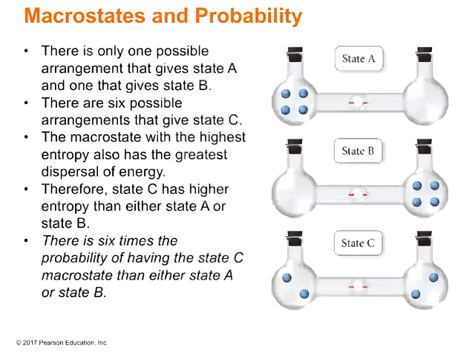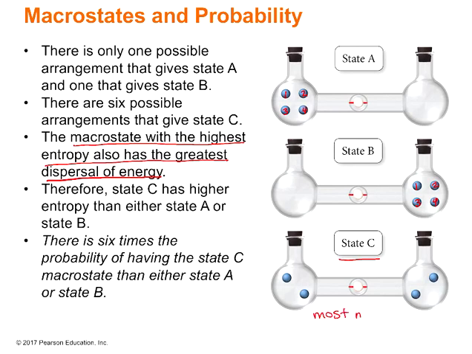So statistically speaking, state C is most probable because there are 6 different ways that the gas particles could arrange themselves. Whereas in state A and state B, there's only really one way that all 4 particles can be on one side or the other. All right, so off to the left, we have a summary here of what we just went over. There's only one possible arrangement that gives state A, and only one possible arrangement that gives state B. However, there are 6 possible arrangements that give state C. So the macro state with the highest entropy also has the greatest dispersal of energy. And because state C has the most microstates, that means it has the highest entropy. So it has the greatest dispersal of energy.